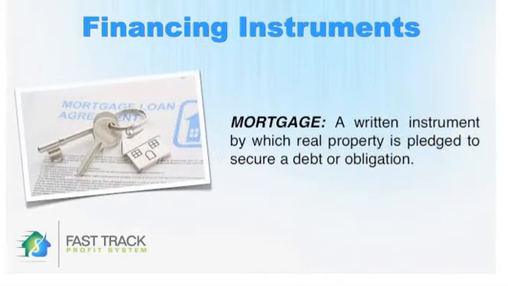A mortgage is a written instrument by which real property is pledged to secure a debt or obligation. The borrower of a mortgage has legal title and all rights of ownership, while the lender holds the lien and an interest in the property. When the loan is paid, the lender must remove the lien by recording a document called a satisfaction of mortgage on the property within 30 days or face a fine. Mortgages can be junior or senior liens depending on when they were recorded.